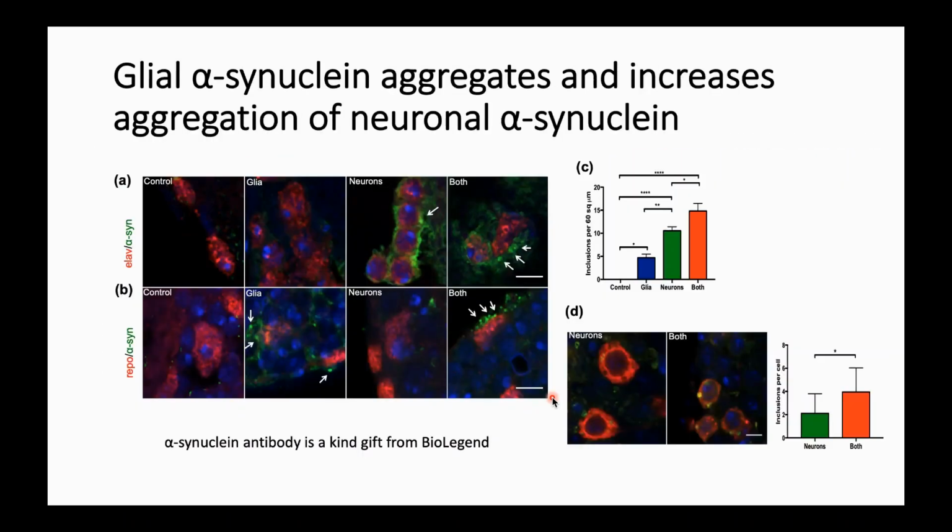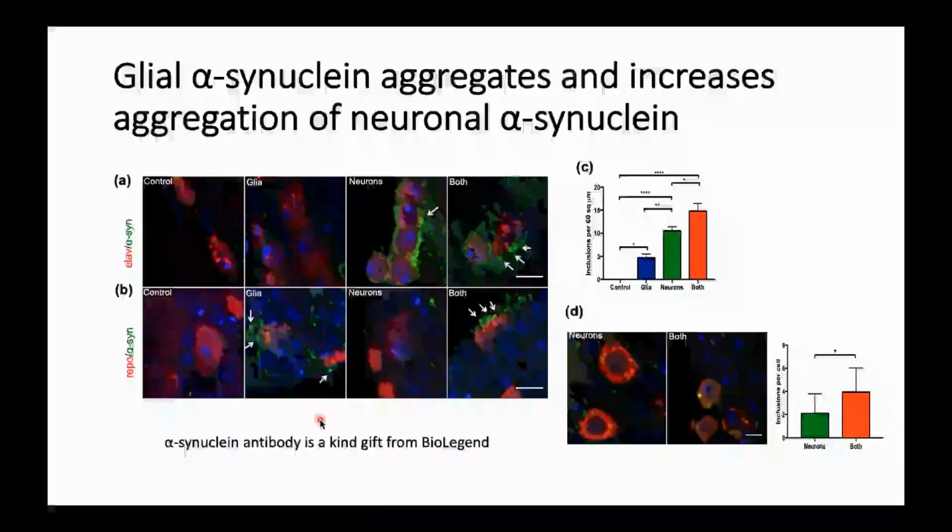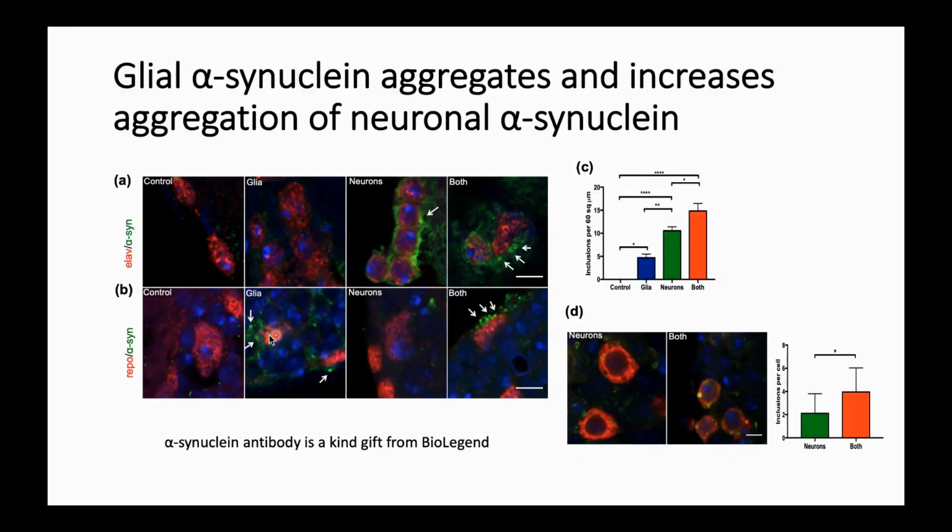If we look at alpha-synuclein aggregation in these cells, here is where I'm using an antibody that was given to the lab from BioLegend that proved to be quite helpful for these studies. What we can see is that alpha-synuclein aggregates in the cells in which I've expressed it. So when it's expressed in glia, it aggregates in glia and not in neurons. When it's expressed in neurons, it aggregates in neurons and not in glia. And when it's expressed in both cell types, you see aggregates in both cell types.